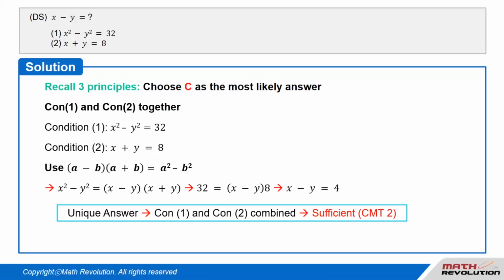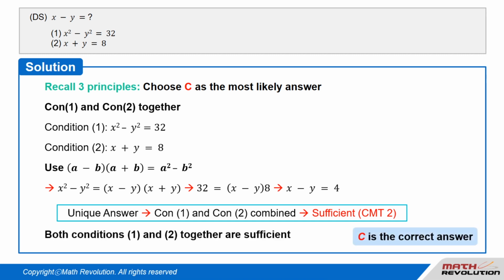Therefore, both conditions 1 and 2 combined give us a unique solution and they're sufficient by CMT2, which states that the number of answers must be 1. Both conditions 1 and 2 together are sufficient. So, C is the correct answer. Answer, C.